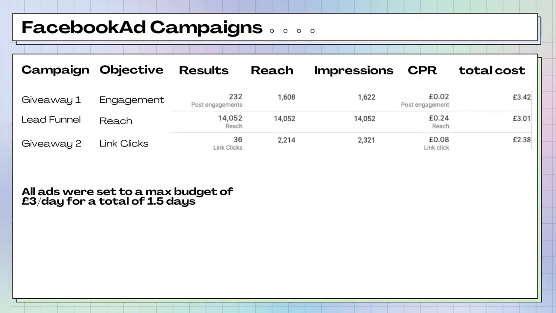Now we're going to look at that second ad campaign that I'm running with the ad in the middle which says lead funnel. This is actually in the awareness stage. Right now my campaign objective for this particular ad is simply reach. We pick a reach objective when we want our particular advert or post to be seen by as many people as possible. Now, I'm sure some of you have heard of lead funnels or sales funnels before, but this is essentially what I'm doing.